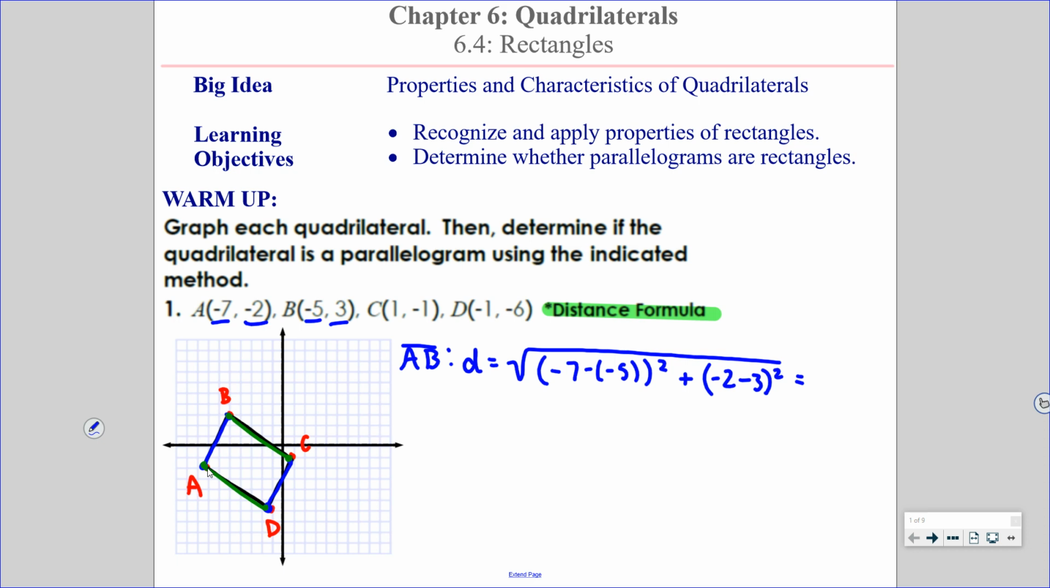So here I have -7 plus 5 to be -2 squared. Here, -2 minus 3 is -5 squared. Then I square them, so I end up having 4 plus 25 is 29, and you should always get a positive distance, right? All right, the distance of AB is the square root of 29. If you do the same for CD, I'm telling you right now, you get the square root of 29.